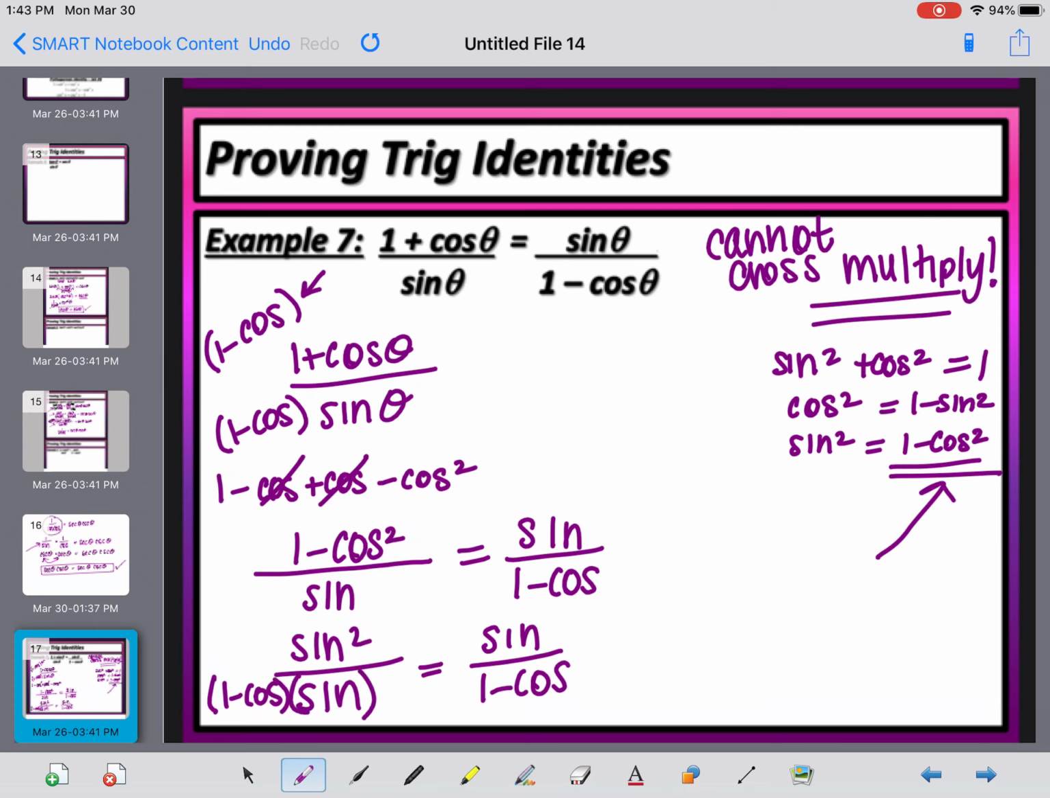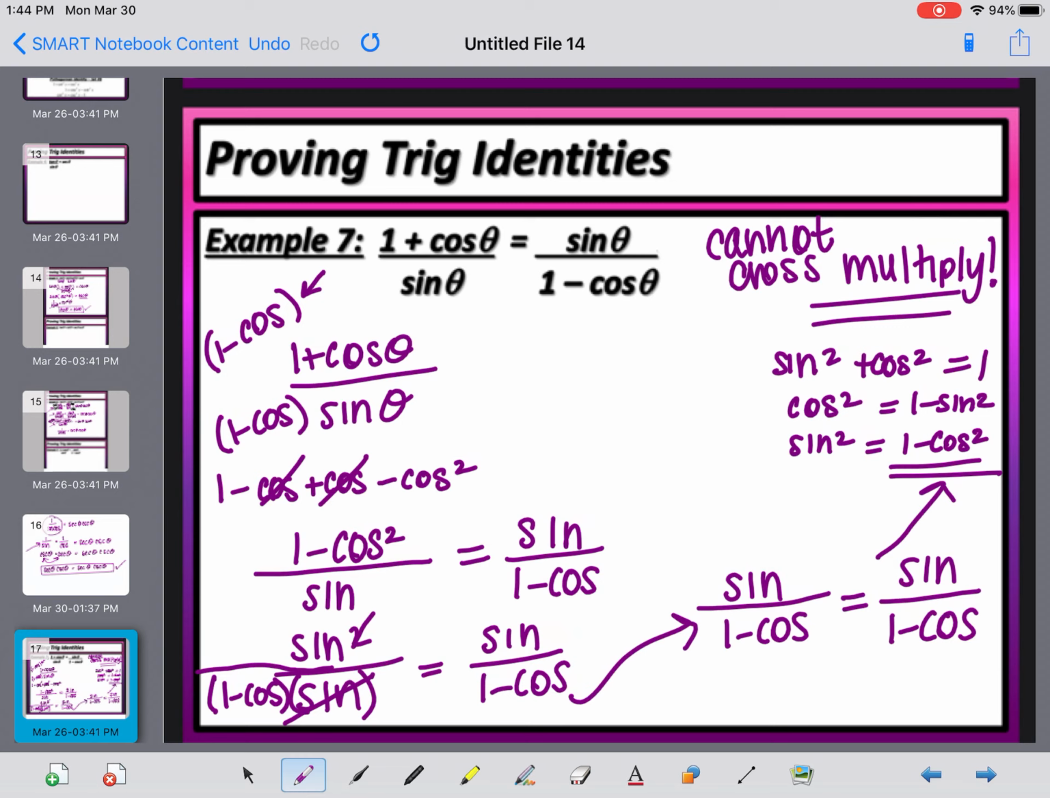Whoops, I have more than that in the bottom. I have 1 minus cosine. Can't forget to multiply that to the bottom as well. Okay, I can cancel one of those sines in the top with the one that's on the bottom. So that leaves me with a sine in the numerator and a 1 minus cosine in the denominator, which is what I was trying to have and match to the right side of the equation.